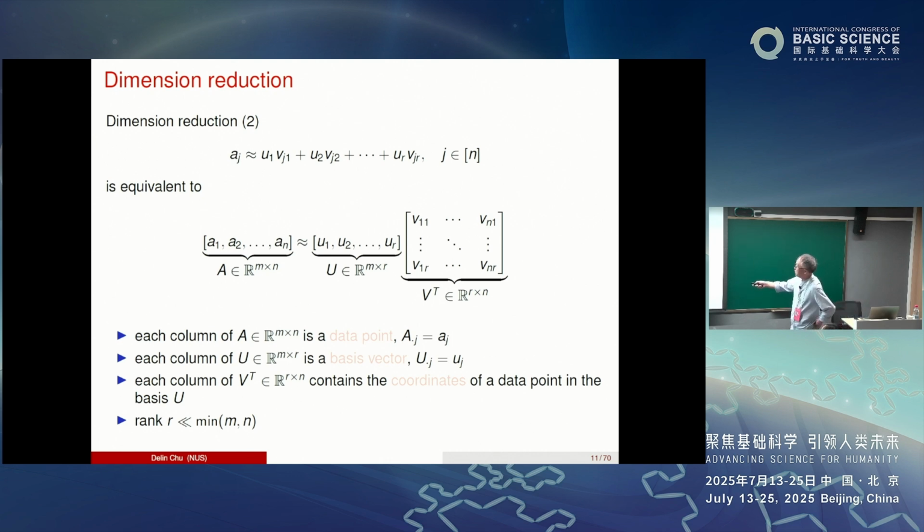Now according to our definition, suppose we approximate Aj by a linear combination of U1, U2, up to Ur. Then this means we can approximate the data matrix A by U times V transpose. Each column of A is a data point. Each column of U is a basis vector. Each column of V transpose contains the coordinates of a data point in the basis U. As I mentioned before, the low rank R should be much smaller than m and n.